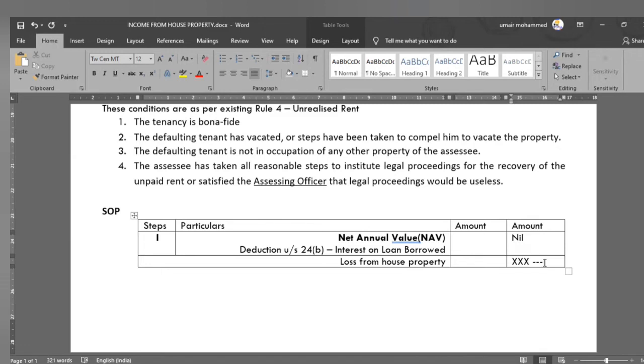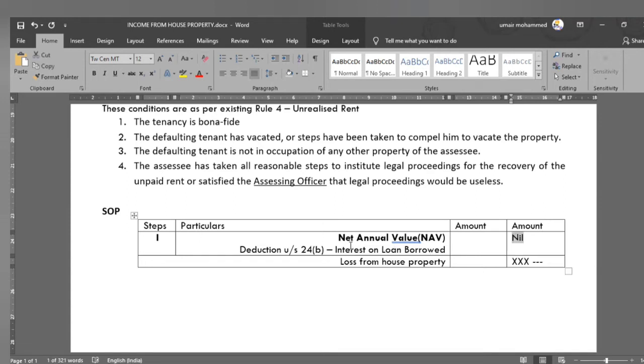You can adjust this with other heads of incomes. Now we will not discuss that because in the next semester you have a detailed chapter called set off and carry forward of losses, in which we will discuss which loss can be adjusted against which head of income. But the point which you need to understand here is that self-occupied property will not have any income. So therefore NAV will be 0.